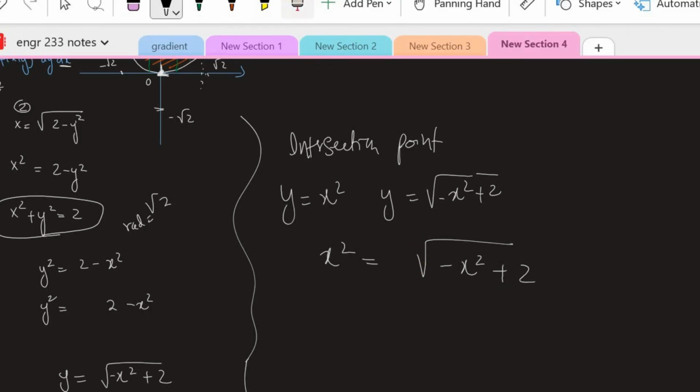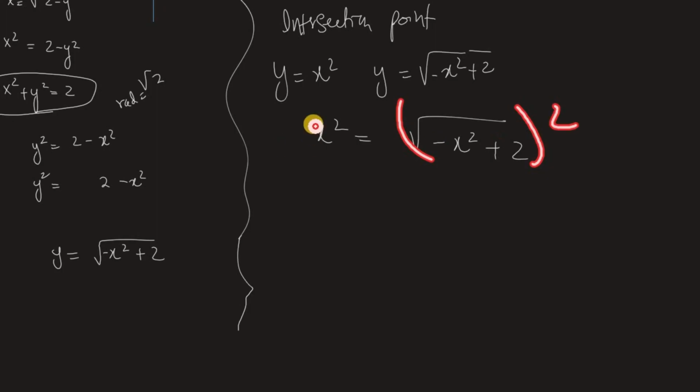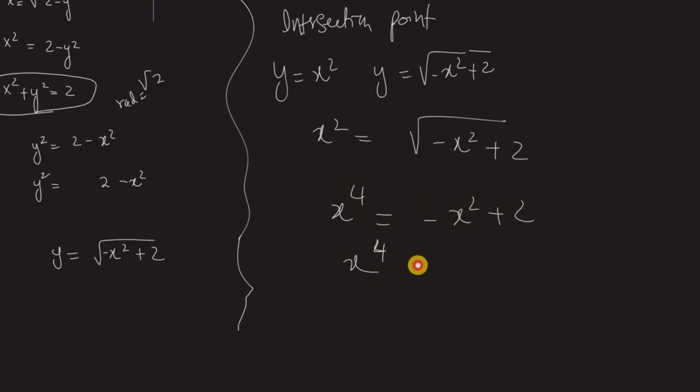So now, if you square both sides, here you're going to get x to the power of 4, and here the square root and square root are going to cancel out. So you're going to be left with negative x squared plus 2 equals x to the power of 4. And if you move the 2 to the other side, you get positive x squared equals 2.